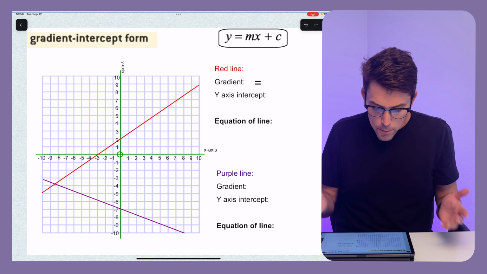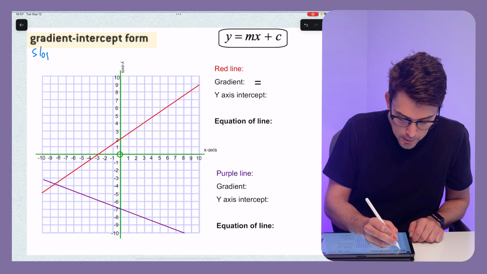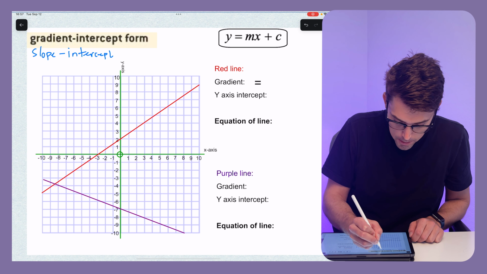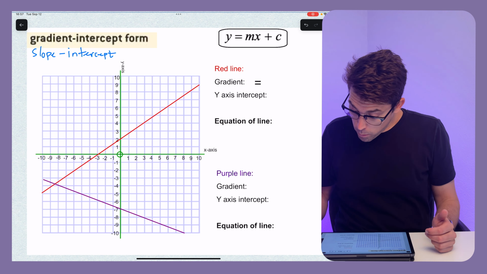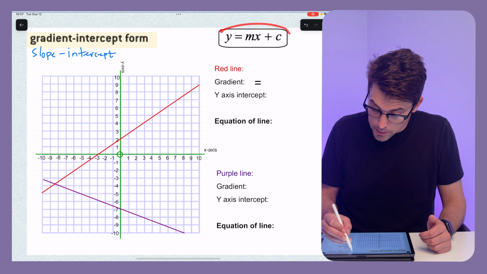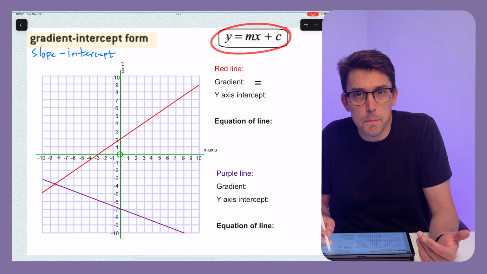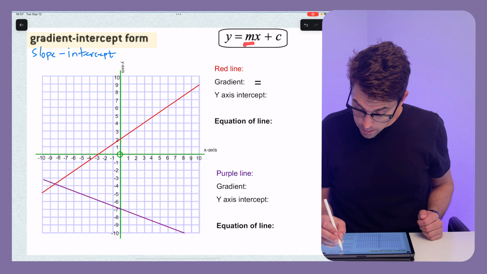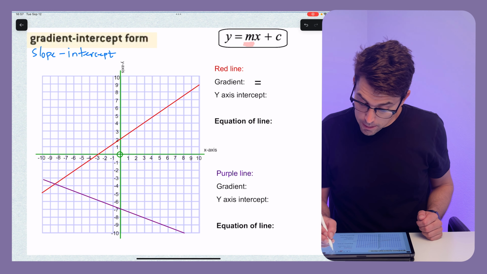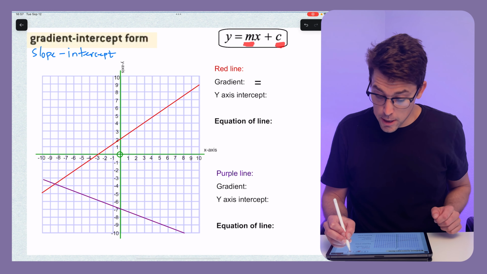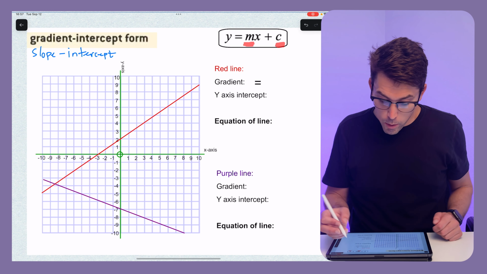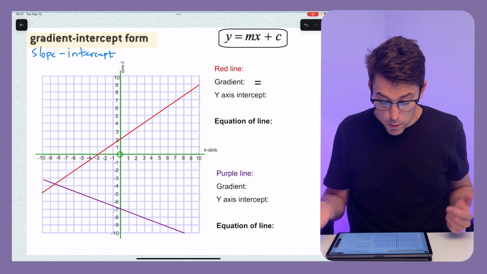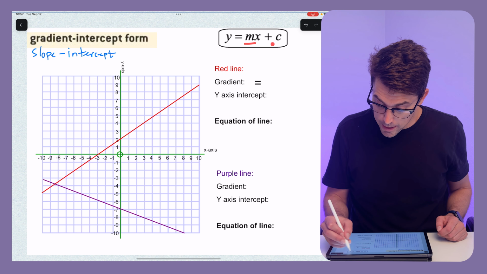All right, so when I'm doing gradient-intercept form, also known as slope-intercept form, depending on how you want to call it, they mean the same exact thing. You're dealing with y equals mx plus c, sometimes called y equals mx plus b. It's called slope-intercept form because you're given the slope, m, and the y-intercept, c or b. Either way, you have a slope, an intercept, and of course our x and y coordinates.